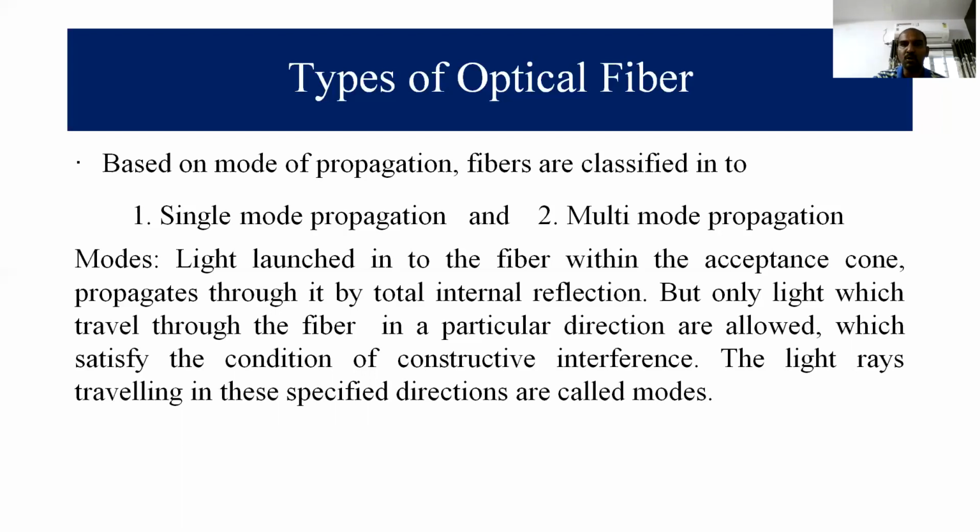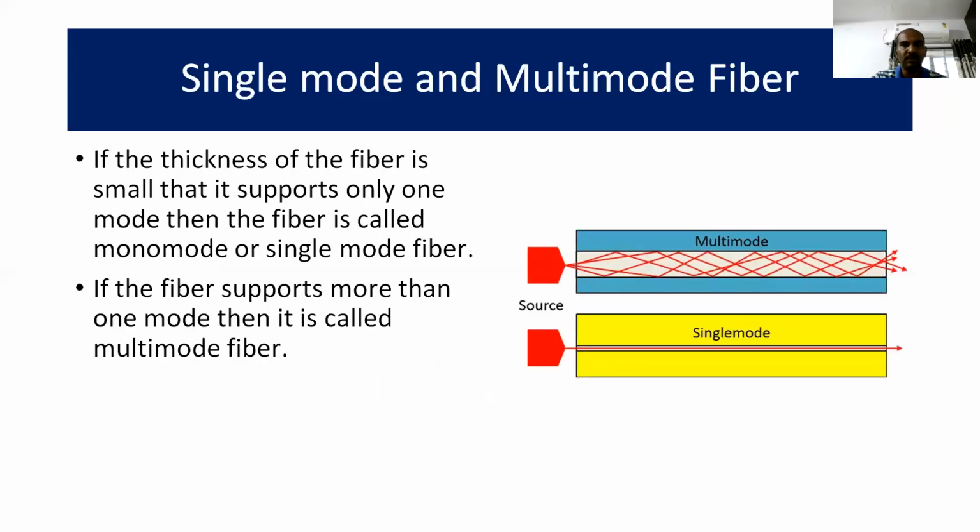Or simply, if you want to define what is meant by mode of propagation, the number of paths that are available for the traveling of light rays in the core region of the optical fiber is called mode. So what are single mode and multi-mode fibers? If the diameter or width of the core region of the optical fiber is small, that supports only one light ray for propagation at a time, that means it offers only one mode, then it is called monomode fiber or single mode fiber.